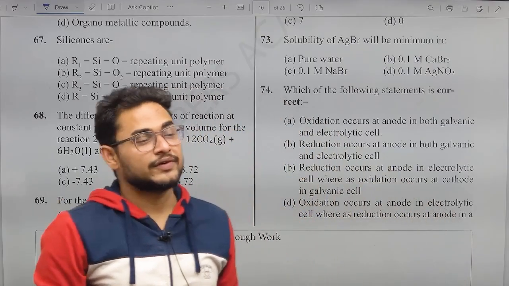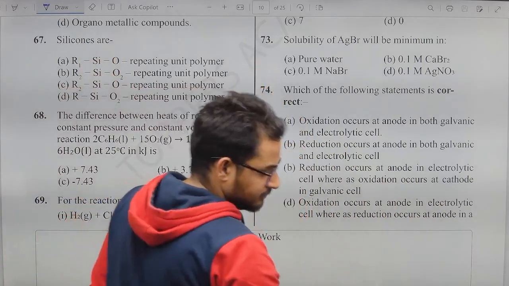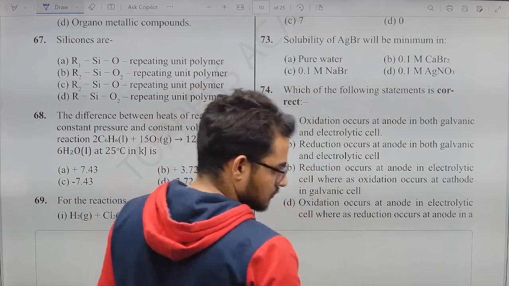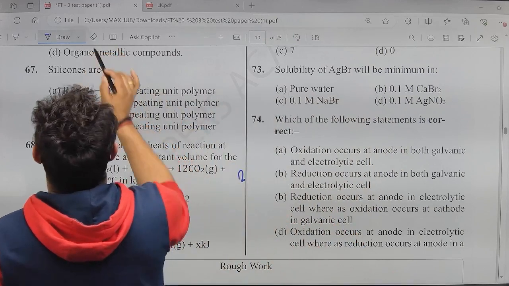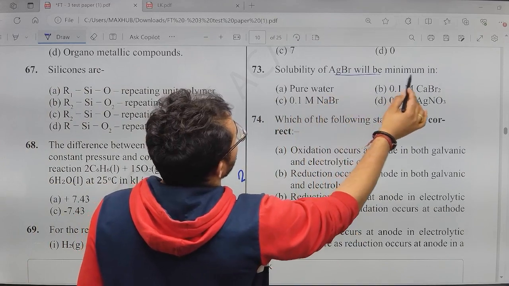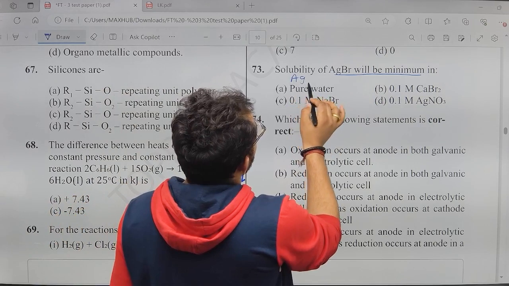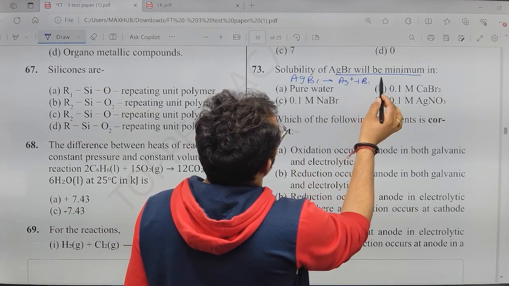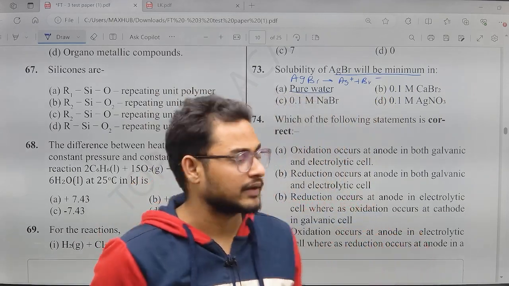So question number 73, we will see what is given to us in this question. The solubility of AgBr will be minimum. AgBr is going to ionize into Ag plus and Br minus ions. Pure water is not providing Ag plus or Br minus ions, so there will be no effect.